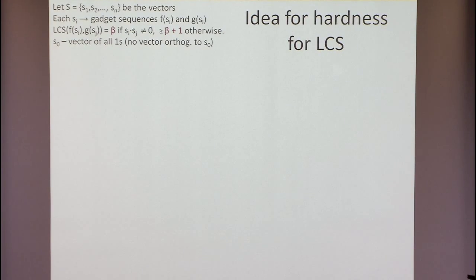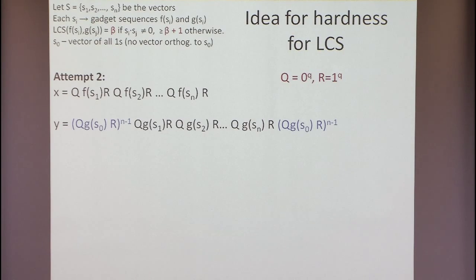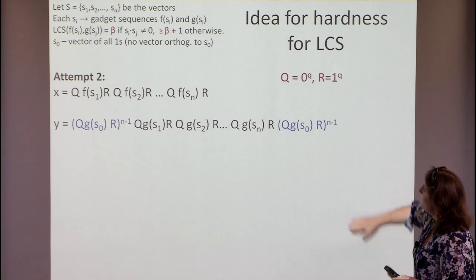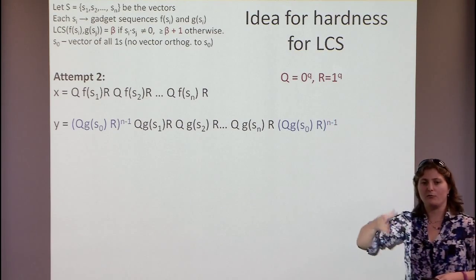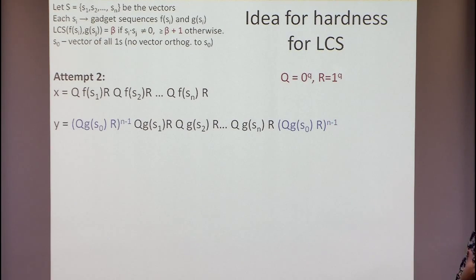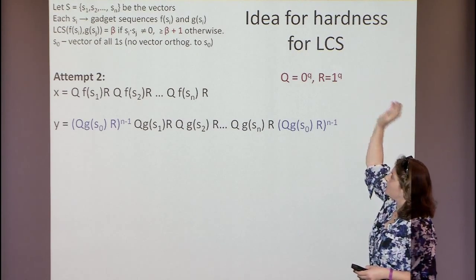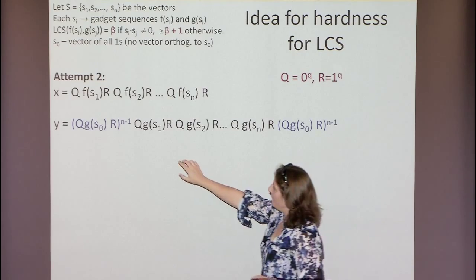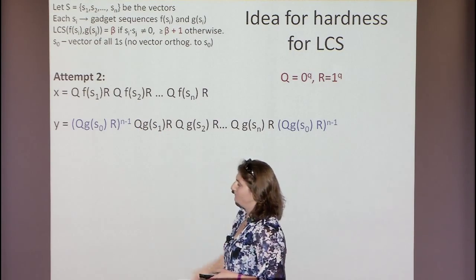So let's try attempt two. Again, we assume we have these nice vector gadgets that whenever two vectors are orthogonal, you get something bigger than beta. When they're not, you get beta. Now, what we'll do is take Q to be zero repeated little q times. So zero is some letter that didn't appear anywhere else. We'll take R to be one to the q. Again, one repeated q times, one didn't appear anywhere else. And what we'll do is around every gadget, I'll put a Q and an R.